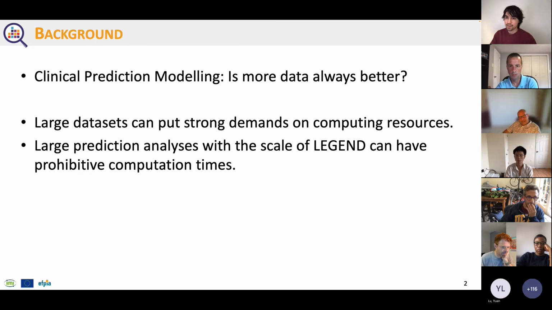Because you can imagine that using less data would result in, first of all, a much smaller demand for computing resources. Second of all, much shorter model development times, so just the process of fitting would be much quicker. And third of all, it would at least facilitate much larger scale prediction analyses. For example, similar to what LEGEND did, we could predict within hundreds of different target populations, hundreds of different outcomes, and do this also across multiple databases. So this is the idea.